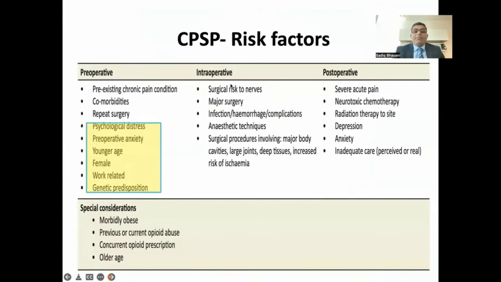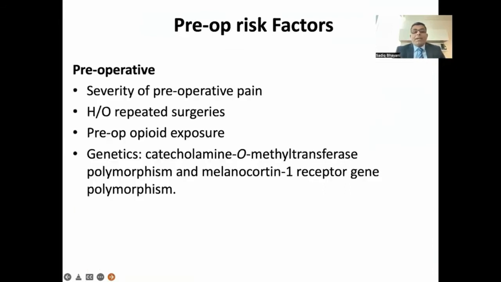And we've been focusing on these two areas as this could be our role, that we could do something during this intraoperative and postoperative period to minimize the intensity of acute pain, which indirectly will hopefully prevent the chronification of the pain. So preoperative factors: the severity of the preoperative pain, history of repeated surgery, opiate exposure.